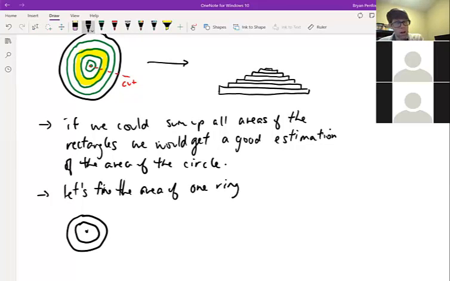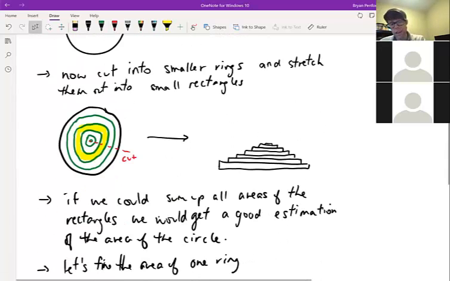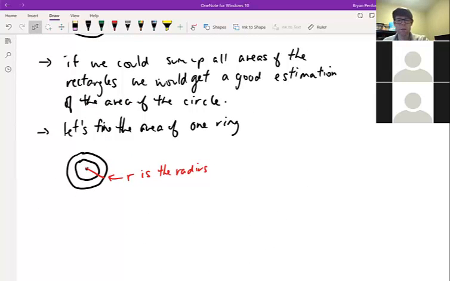I don't really know what the new radius is, so I'm just going to call the radius small r. What do we know? We know that the radius of the big circle is capital R, so I want to make sure not to use capital R again. I could use any other variable I want. So let's pretend that the radius of this small circle is small r.